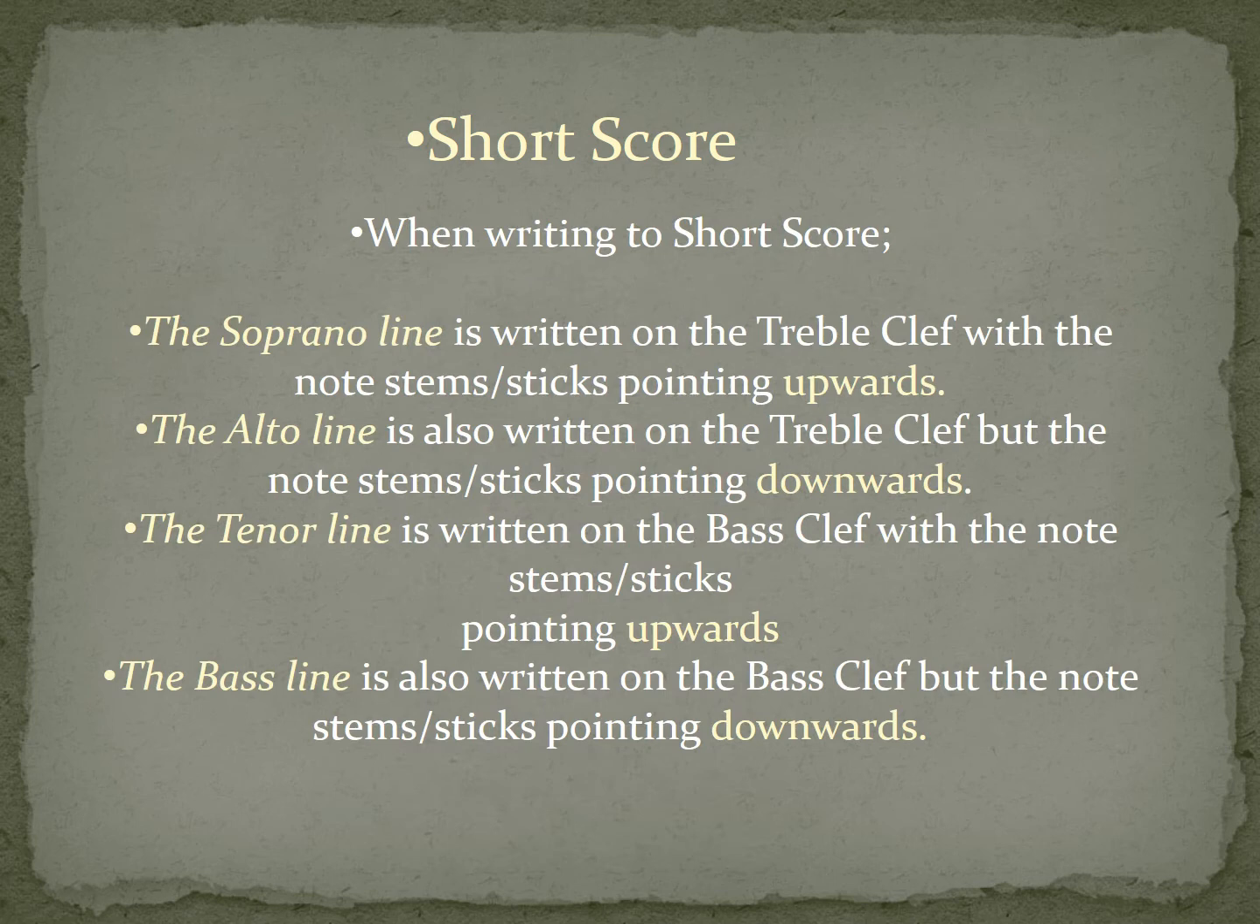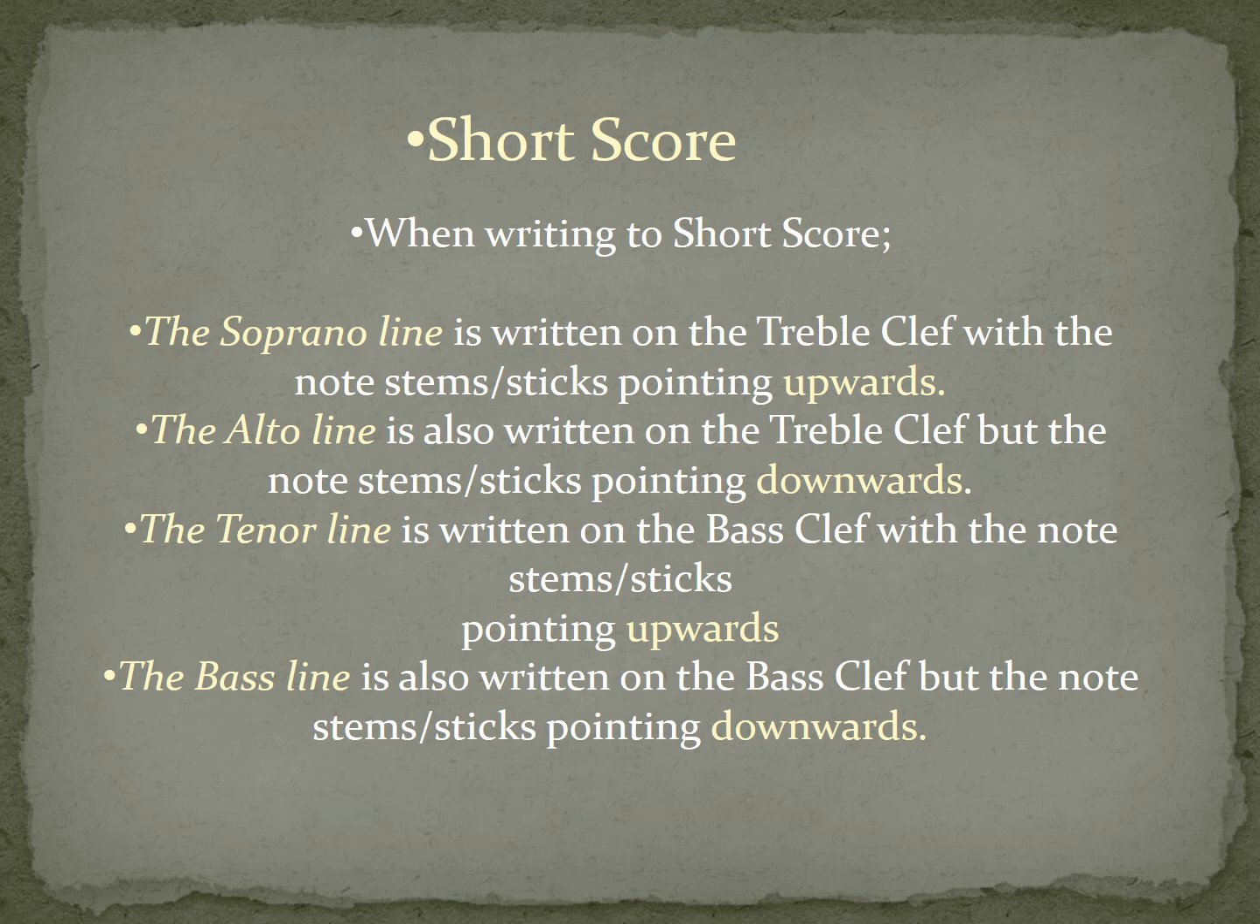So how do we take those four separate lines of music, the treble or the soprano, the alto, the tenor and the bass, and put them into two clefs? Well, this is how it's done. The soprano line is written on the treble clef, but the actual note stems, or the sticks, always point upwards on the treble clef. Whereas the alto line, which is also written on the treble clef, the note stems, the sticks, point downwards. So the soprano sticks up, alto sticks down.